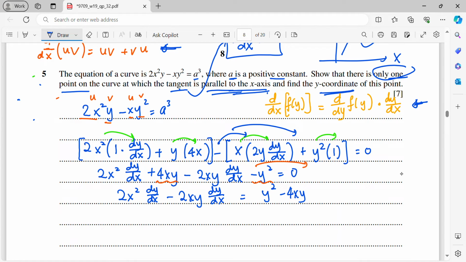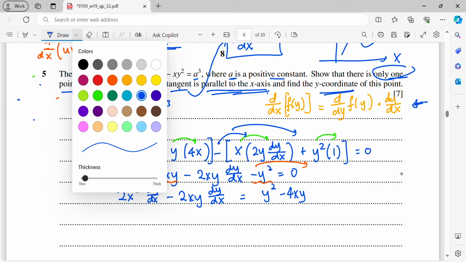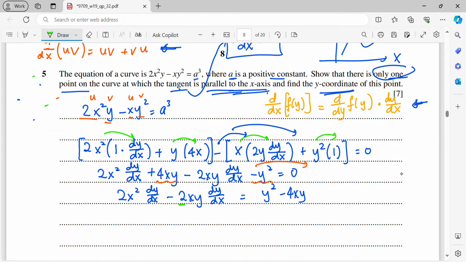Okay, then from here, basically, when you look at the left hand side, I notice that 2x is in common, right? So I will factorize the 2x right now. So 2x, and dy/dx also in common. Then followed by x minus y from the left hand side. Then right hand side, y squared minus 4xy.